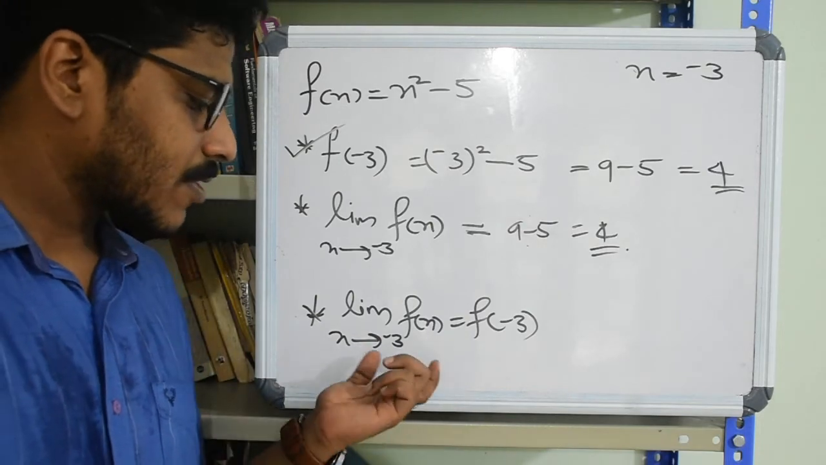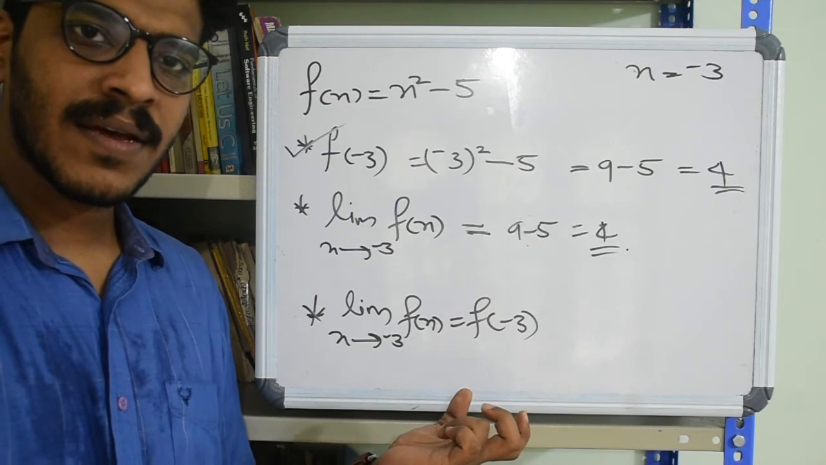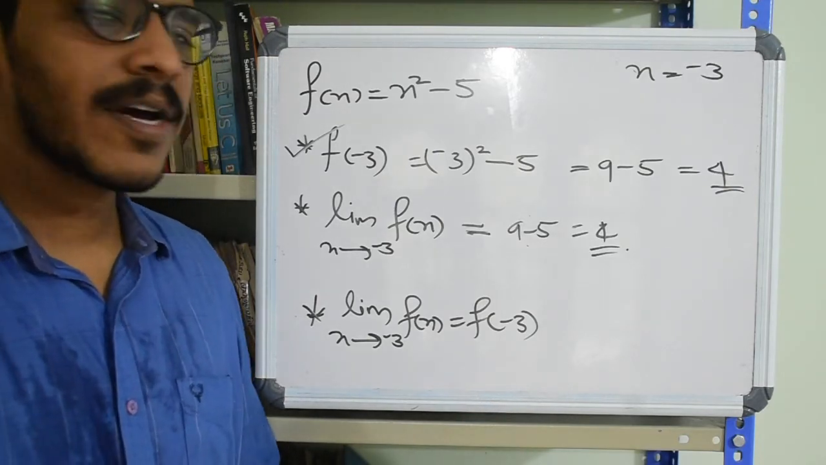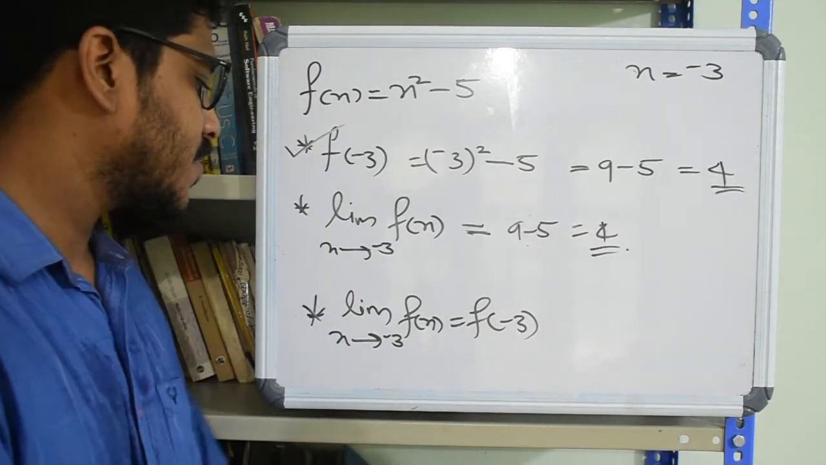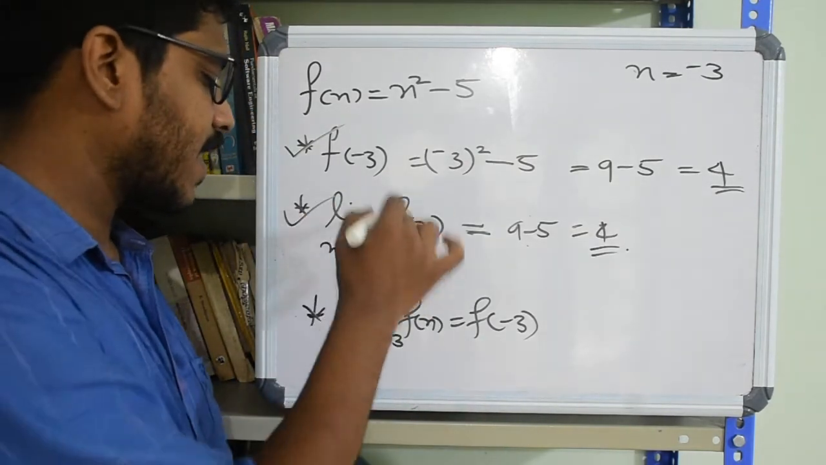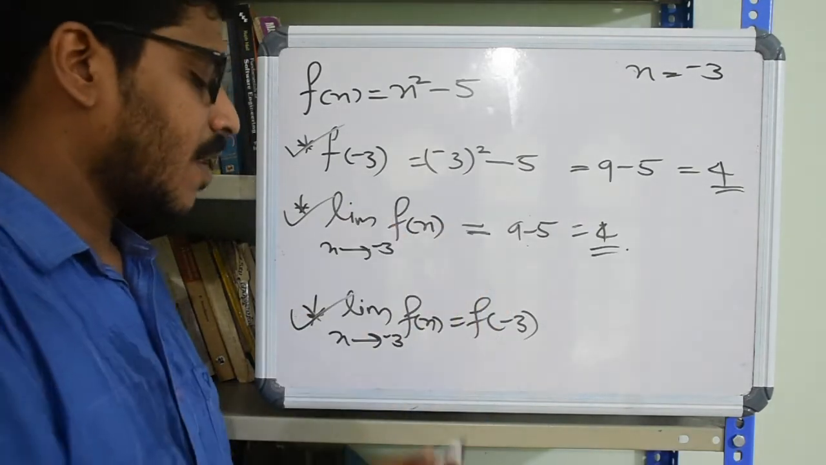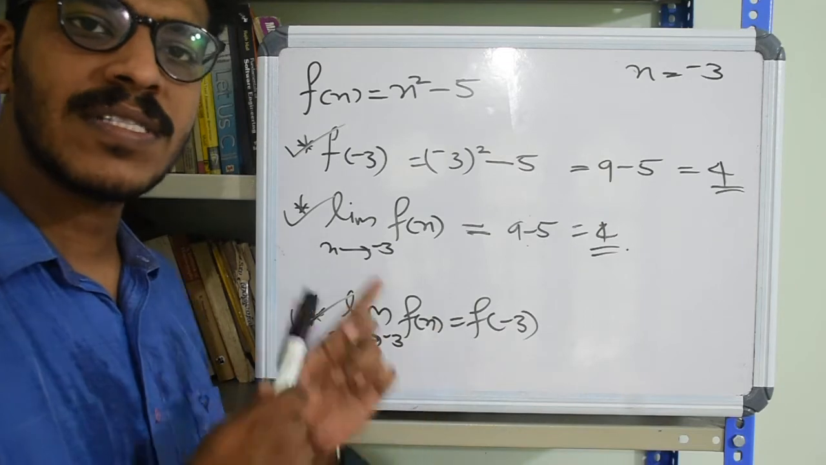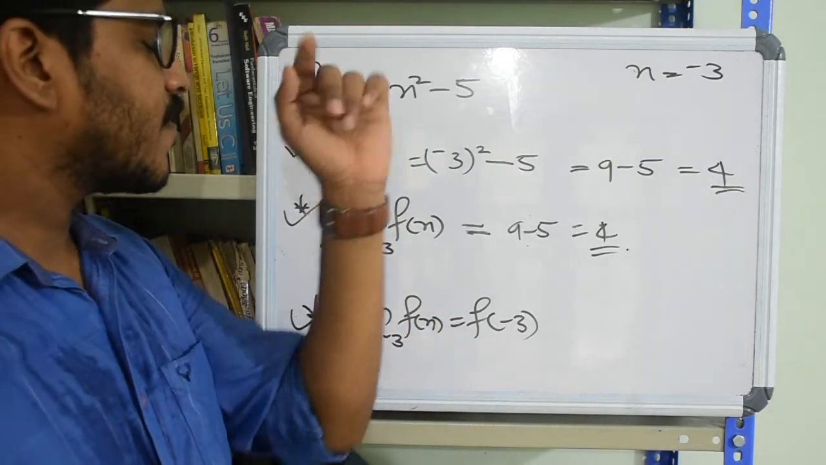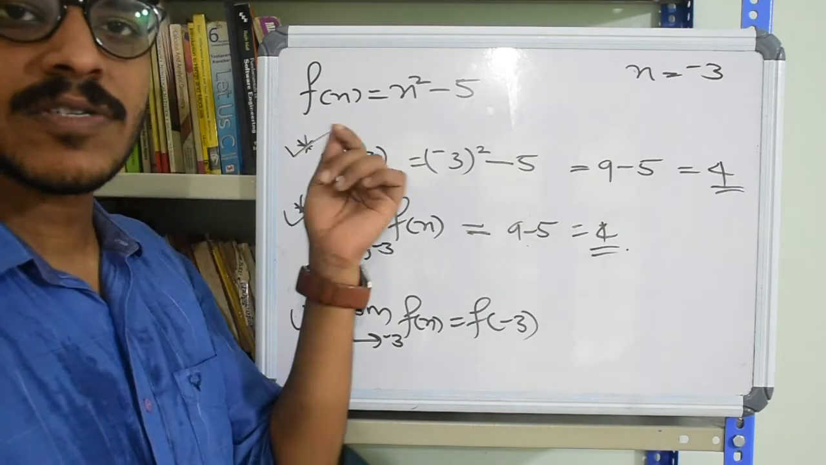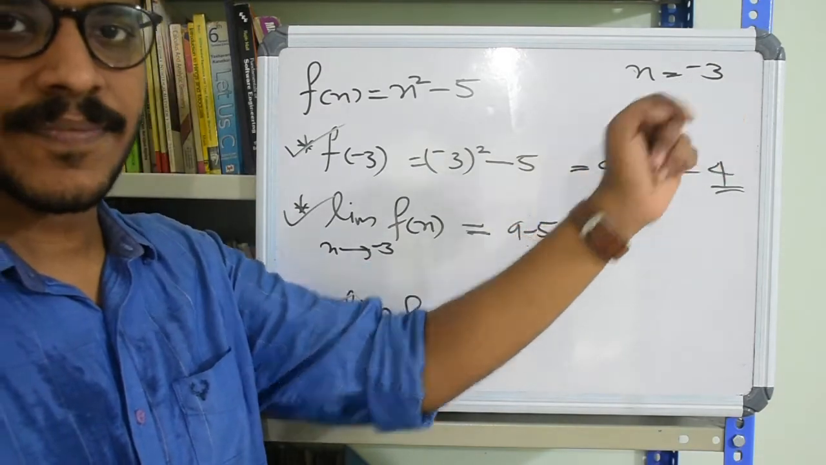The limit at the particular point coincides with the function's value at that point. Right, so f of x equal to x square minus 5 satisfies all three aspects of testing continuity. The first one is satisfied, in the second one the limit exists, and in the third one the limit actually has the value of the function at that particular point. It satisfies all these three criteria, and for that reason we regard f of x equal to x square minus 5 as a continuous function at x equal to minus 3.